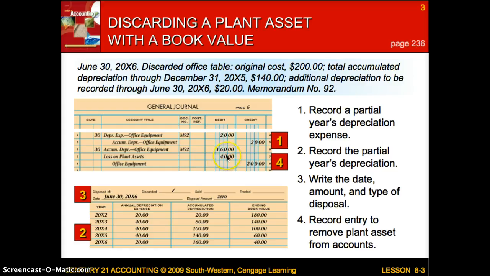If you're wondering why this is $160, remember that we had $140 of depreciation plus this $20 of partial year. So we have $160 of depreciation and $200 in our office equipment, our original cost. The difference there is that $40 that we lost.